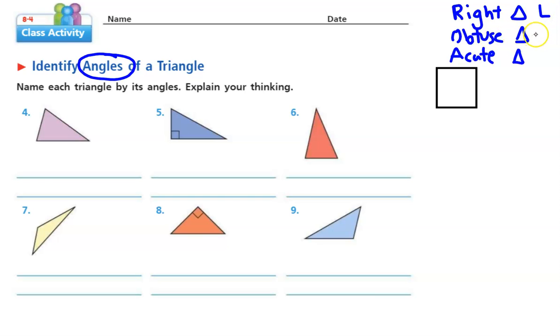Okay, so again, if it's a right triangle, it's got that perfect 90-degree angle. If it's an obtuse triangle, it's got more than a 90-degree angle. And if it's an acute triangle, it's got less than a 90-degree angle. And it's got 3 of those. So we got to look for those around here.